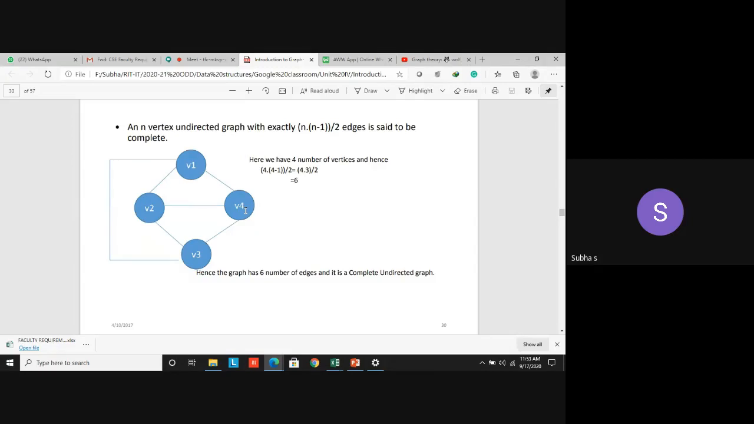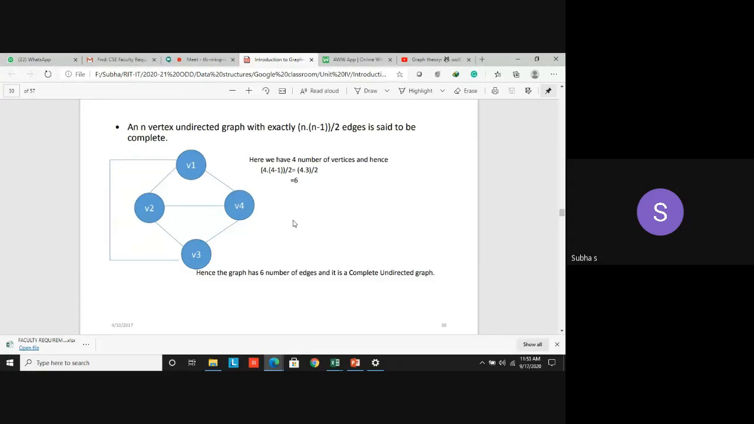So here how many vertices are there? 4 vertices, so n value is 4. 4 into 4 minus 1, so 4 into 3, 12 by 2, 6. 6 edges are there: 1, 2, 3, 4, 5, and the middle one, V1 to V3. So totally 6 edges are there.